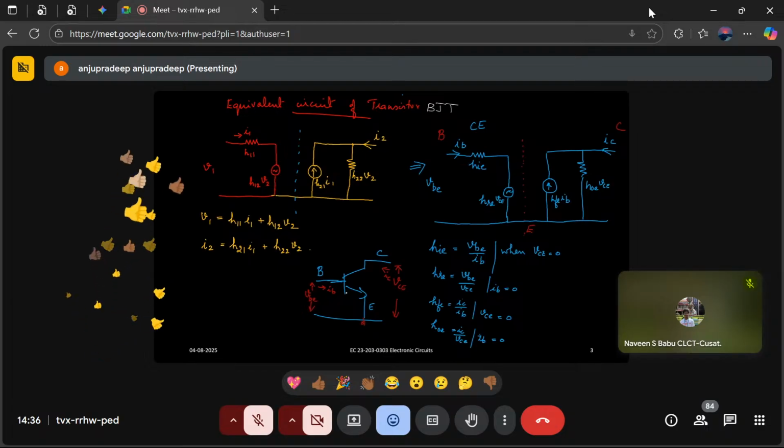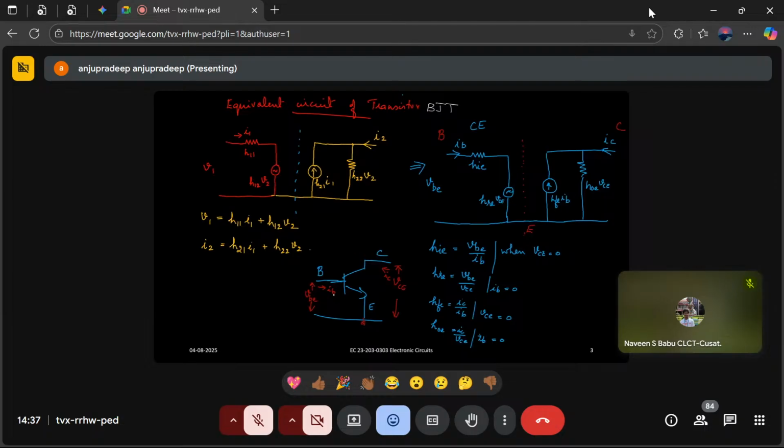Yes, ma'am. Okay. So now let us consider a common emitter configuration. So we have a transistor here. Common emitter means emitter is grounded. We are giving input at the base and output at the collector. So input current means it is a current flowing into the base terminal, that is base current IB. So that will correspond to our I1. Here I1 is the input current. So in case of common emitter, it is IB.